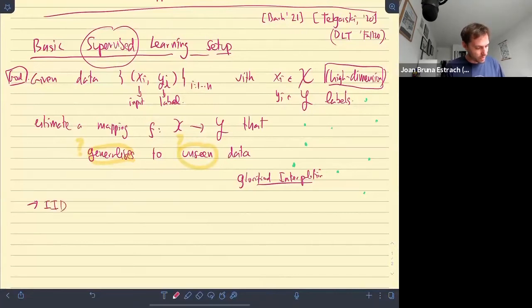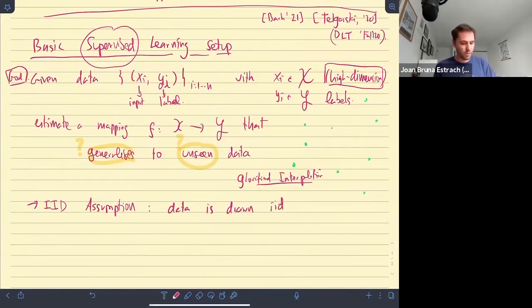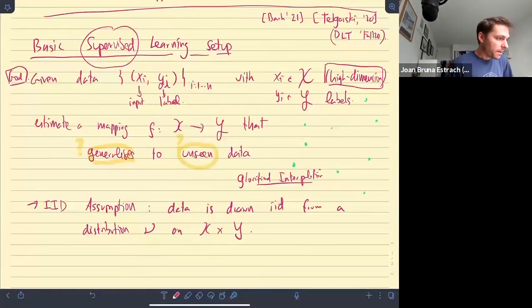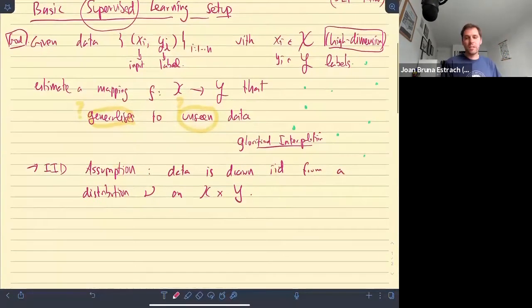The starting point of any learning theory is what we call the IID assumption. The IID assumption is that data is drawn IID from some underlying distribution, a distribution that lives on the product space. In a sense this formalizes the idea of unseen.